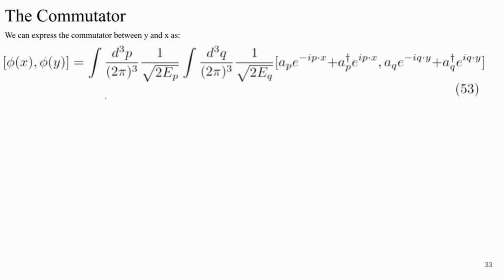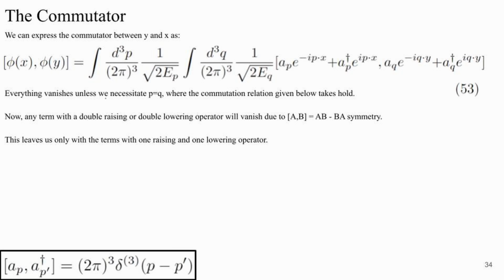So let's write the commutator out explicitly. We assume that the fields x and y have momenta p and q respectively, and then only write the commutator brackets around the operator portions of our expressions. Here I'm going to argue a few things about this commutator. First is that we are going to have to necessitate that p equals q, as otherwise everything will vanish, since we're going to be multiplying operators corresponding to different momentum spaces.